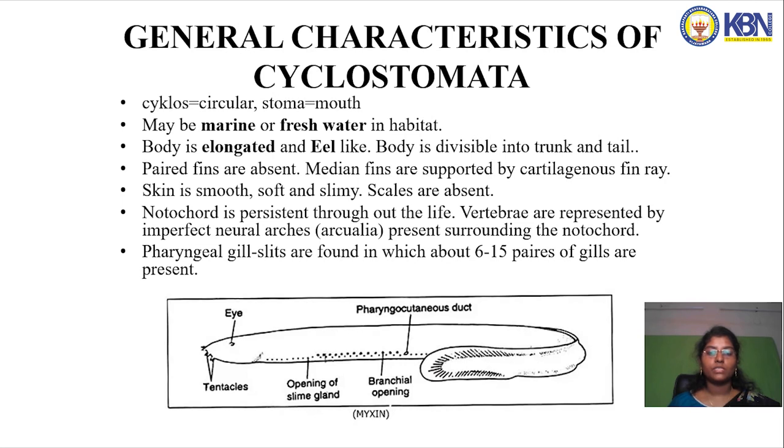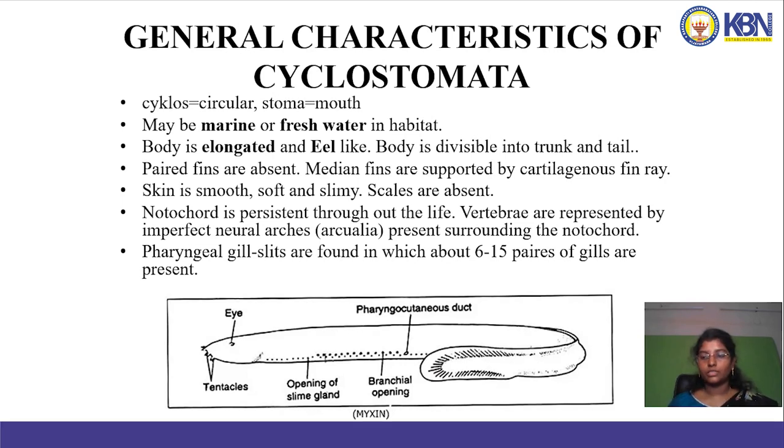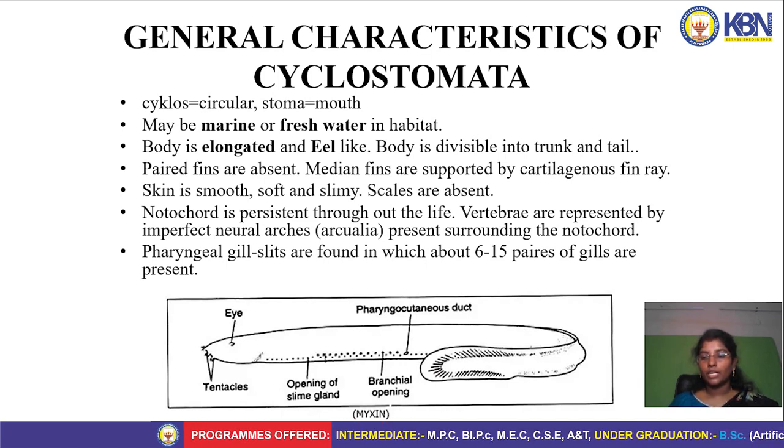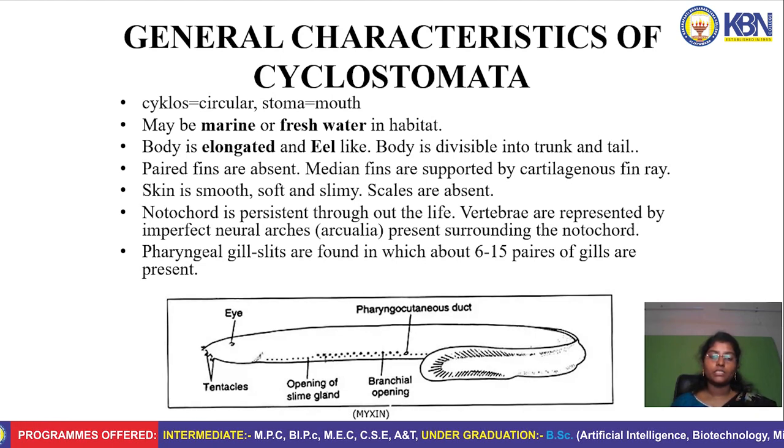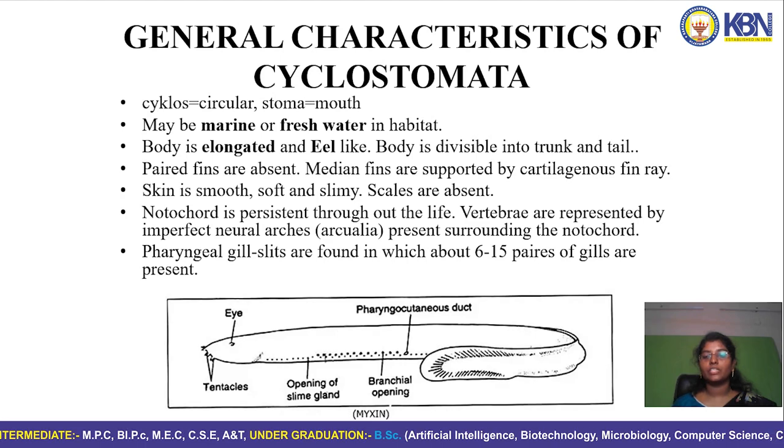Next, notochord persists throughout life. In some vertebrates, the notochord develops into the vertebrae, but in this phylum, the notochord persists throughout their life. Next, vertebrae are represented by imperfect neural arches present surrounding the notochord. Around the notochord, we can observe imperfect neural arches. Next, pharyngeal gill slits are found, in which about 6 to 15 pairs of gills are present.